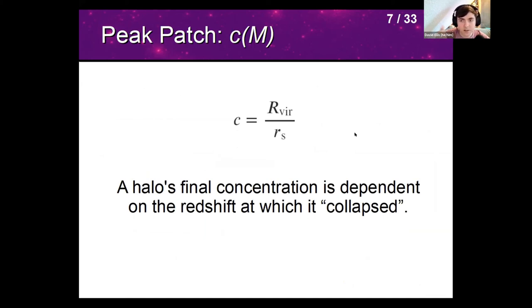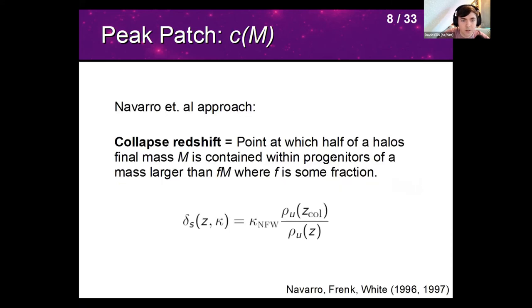The axion miniclusters are known to have an NFW profile, and therefore they have a concentration. It has been known for a while that the concentration of a halo is somehow dependent on the redshift at which it collapsed, and I have 'collapsed' in quotation marks here. What does that really mean? Well, Navarro, Frenk and White considered this to be the point at which half of the halo's final mass is contained within progenitors of a mass larger than some fraction of the final mass. And they said that the scale density of your NFW profile is proportional to the density of the universe at this time of collapse, up to some constant of proportionality.